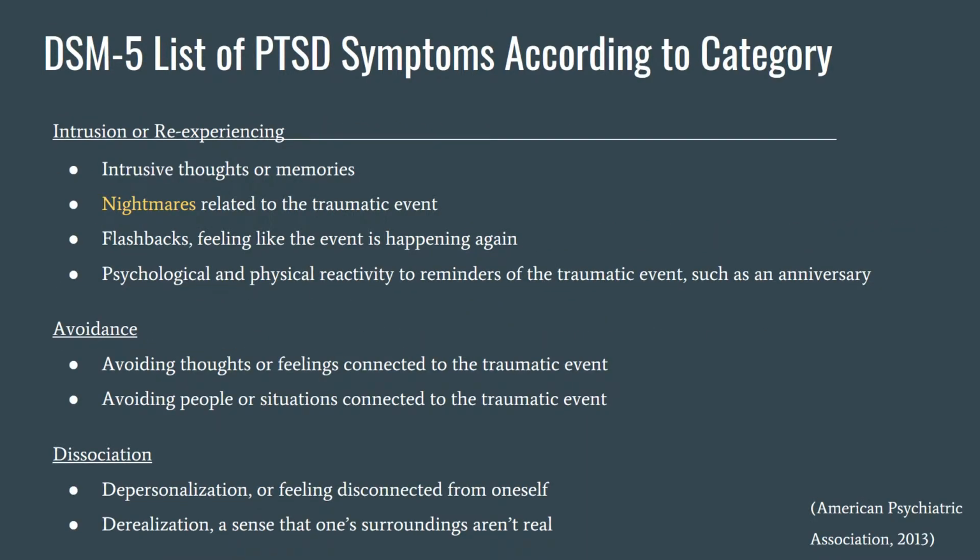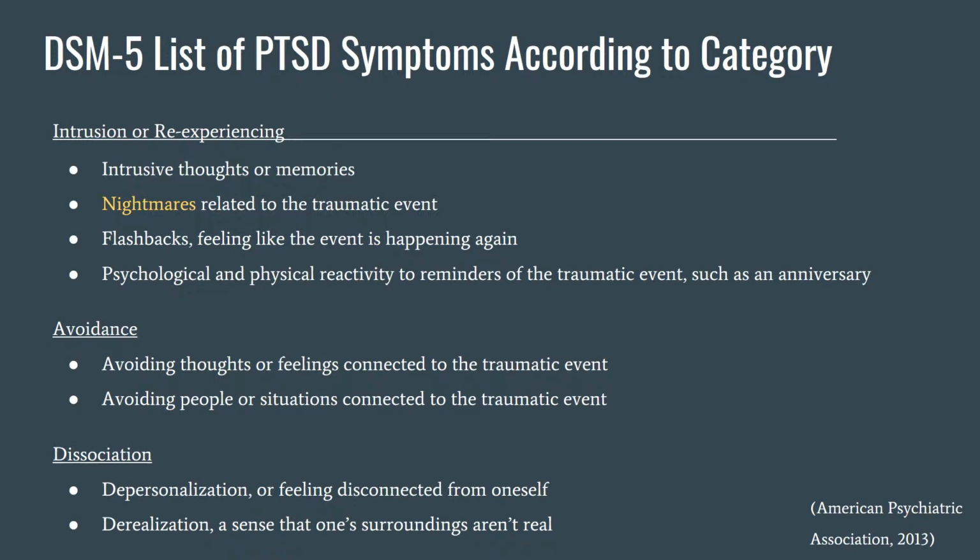The DSM-5 presents 6 categories of symptoms of PTSD, which are listed in the present and following slide. Each and every symptom is not required for a PTSD diagnosis. However, at least one symptom in each category, which has lasted for at least 1 month, is required. Signs and symptoms differ from person to person and are also impacted based off of the traumatic event which induced their PTSD. The following symptoms are included in the intrusion or re-experiencing category: intrusive thoughts or memories, nightmares related to the traumatic event, flashbacks and feelings like the event is happening again, and psychological and physical reactivity to reminders of the traumatic event, such as an anniversary.